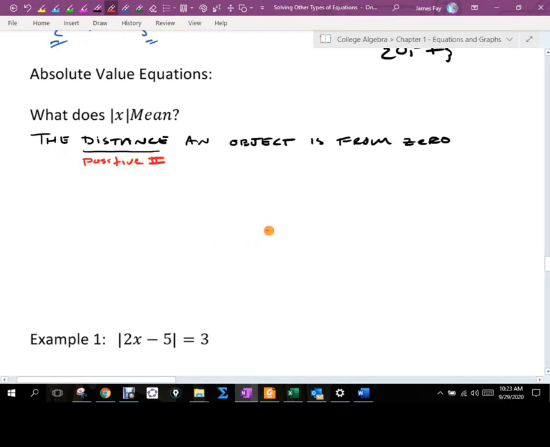Okay, here's my question then. This is my real number line, and 0 is right there.